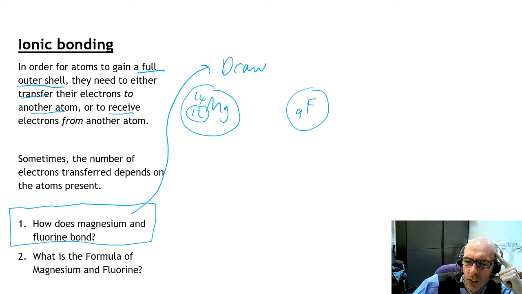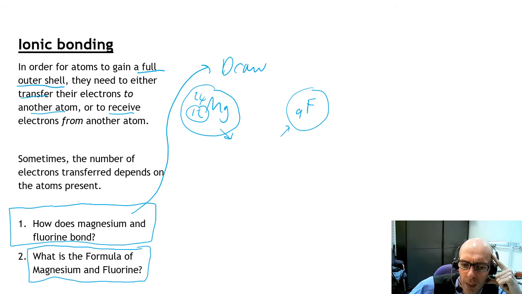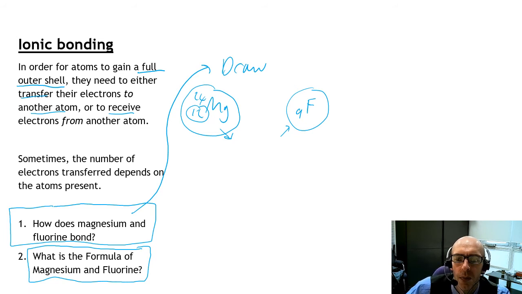What do they need to do? What does this one need to lose? What does that one need to gain? How's that going to work? Can you solve that problem? And then the second thing, once you've done that, what would the formula be of magnesium fluoride? So once they have reacted, what will the formula be? Okay, draw them, have a look at it, ponder it, see if you can work out what you think the answer is before you go on from this point.